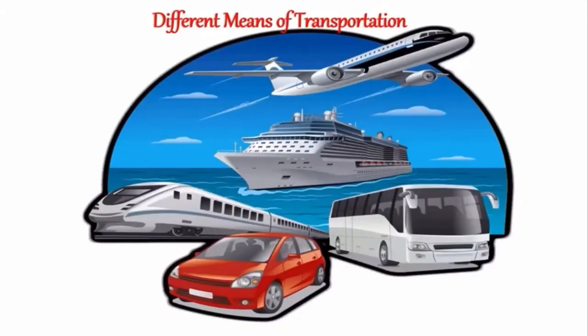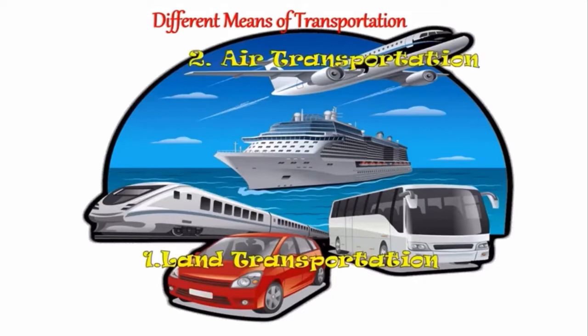Before starting the unit, let me tell you something related to the poem. There are different means of transportation. You can see here the pictures are shown different means of transportation. Transportation are things, vehicles that take us from one place to another. We have land transportation, air transportation, and water transportation. Now you know, land transportation are vehicles that move on land.